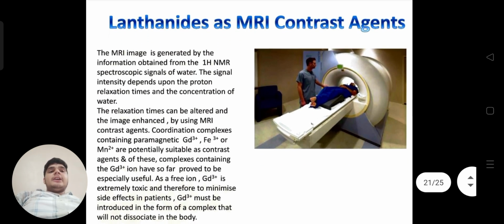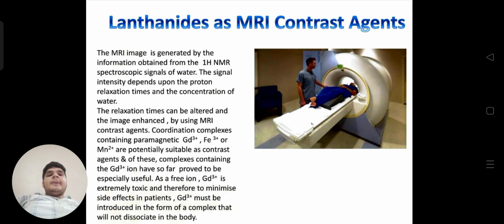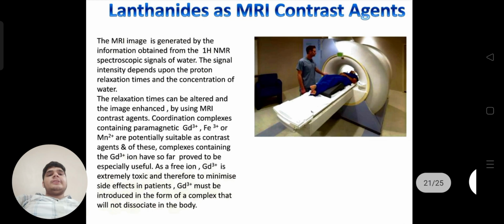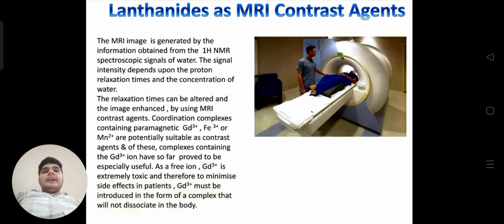Lanthanides as MRI contrast agents. The MRI is generated from the information obtained from the 1H NMR spectroscopic signals of water. The signal intensity depends upon the proton relaxation time and the concentration of water. The relaxation time can be altered, that means changed, and the image can be enhanced by using MRI contrast reagents. The coordination complexes containing paramagnetic Gd3+, Fe3+ or Mn2+ are potentially suitable as contrast agents, and of these, complexes containing the Gd3+ ion have so far proved to be especially useful.